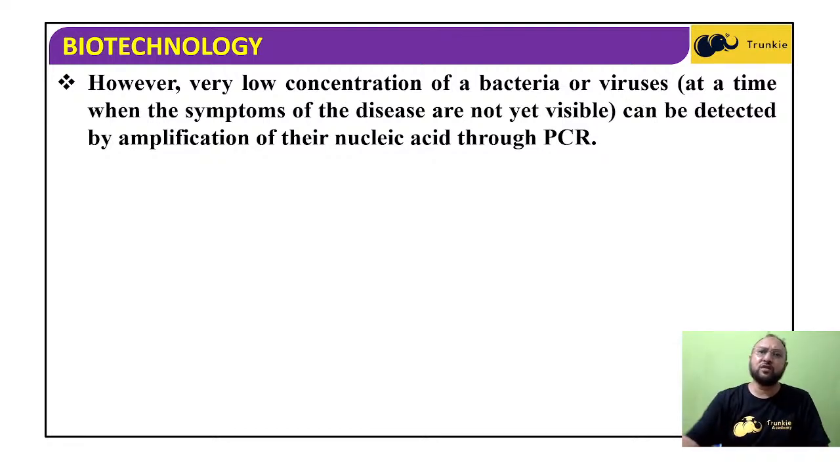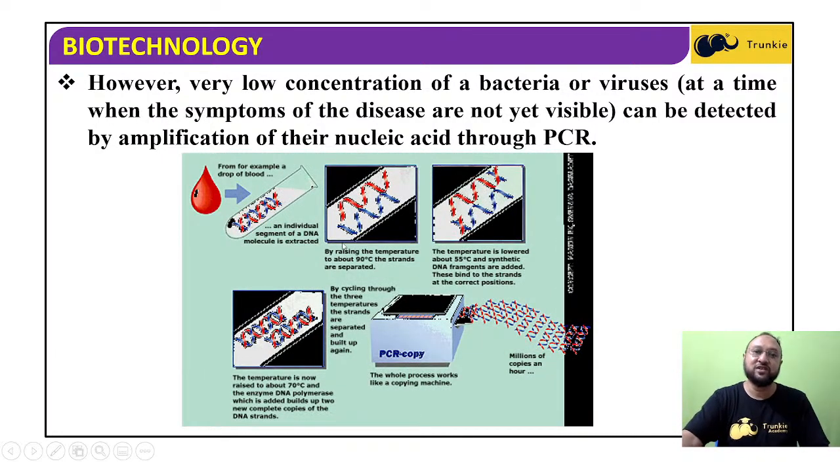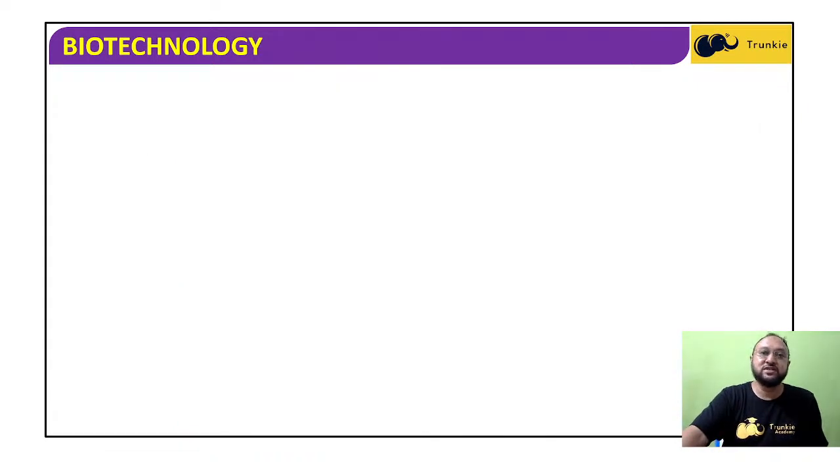Okay, however, a very low concentration of bacteria or virus, at a time when the symptoms of disease are not yet visible, can be detected by amplification of their nucleic acid through PCR. Okay, with the help of PCR, one of the important biotechnological tools which I have already told you about in the previous classes, polymerase chain reaction, at a very low concentration also we can know about the bacteria and virus, and they can be detected at the early stage. So that is one of the advantages of PCR. Okay, making several copies, PCR copies, so we can understand which is the bacteria or virus.